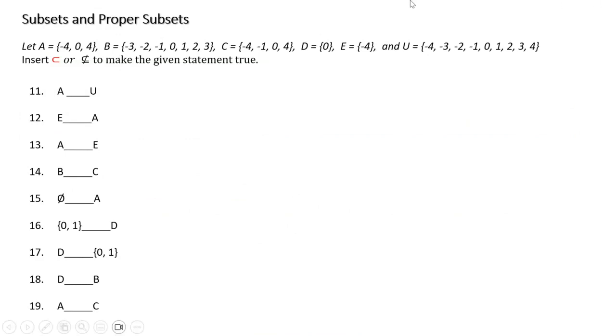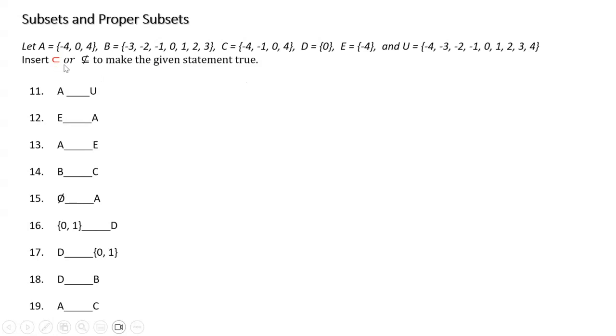Okay, here, guys, they give you set A, set B, set C, and set D and E, and this is a universal set. The U means universal set, which means these are all the elements being considered. Okay, the universal set. So it says here, insert this, which means proper subset, right? Proper subset, or not a subset to make the given statement true.